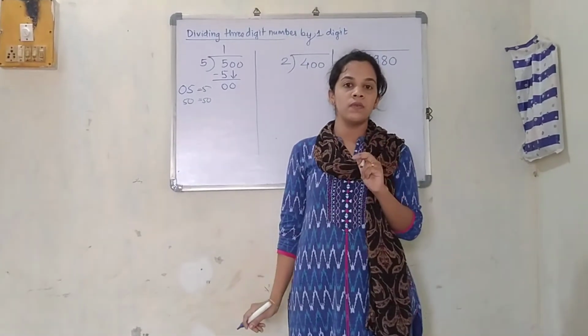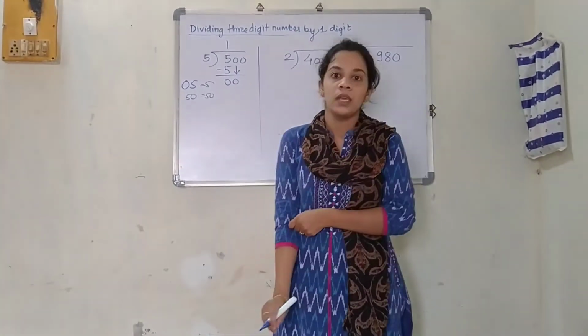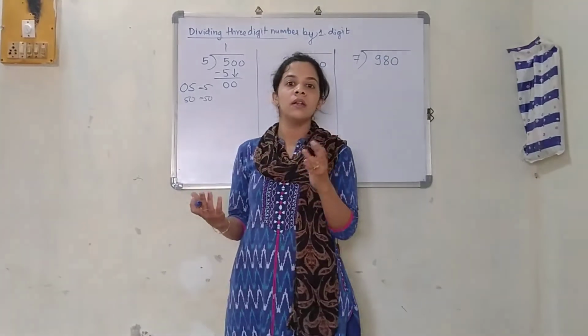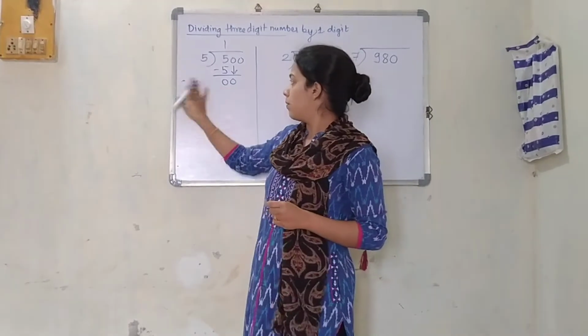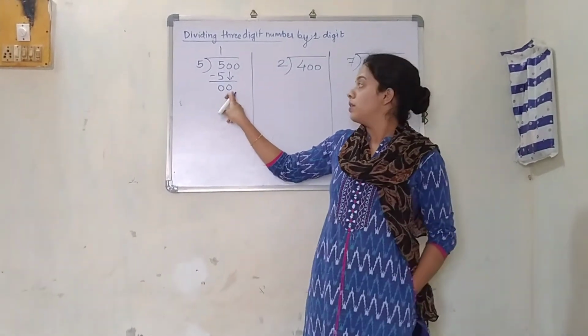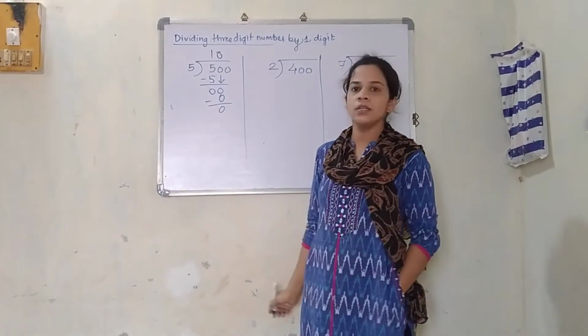So see the difference of 0. The position of 0 determines the value of it. If it is at the back of the number, it will increase the value. If it is at the front, it will keep the value constant. Okay? So just see over here. This 0 I got down. Now, 5 how much are 0? 5 zeros are 0. Again 0 came down.